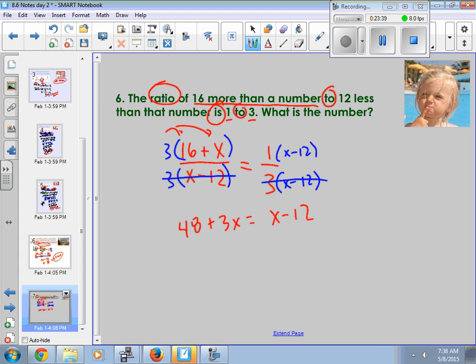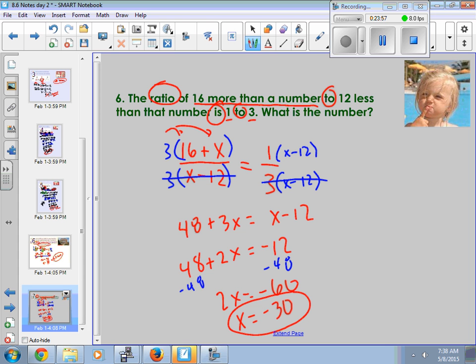Get all your x's together, numbers together. So if we minus an x, it's going to be 2x. Minus 48. And we got negative 60 divided by 2. It looks like negative 30 makes this one true. And it looks like this answer does check out because it's not an extraneous solution.